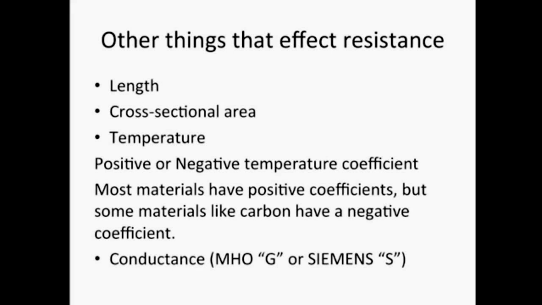Generally, most things have a positive temperature coefficient, which means that as you increase the temperature, you also increase the resistance. Conversely, if you decrease the temperature, you'll decrease the resistance. However, some materials like carbon have what's known as a negative temperature coefficient, which means that as you increase the temperature, it actually decreases the resistance. And then we also have the conductance of the material itself, which is not really that important to us as an electronics technician. Maybe if you're an engineer, you might be a little more worried about that.